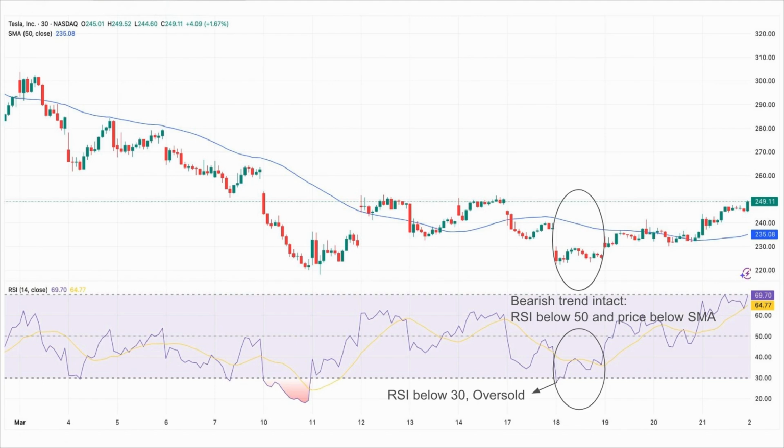This interaction, persistently weak RSI readings below 50 while price remains below the SMA, confirms that the bearish trend remains intact despite the initial stabilization in price. This is a textbook example of how, even after an initial decline, a failure of both price and RSI to recover above their respective thresholds, SMA for price and 50 for RSI, signals continued bearish pressure.